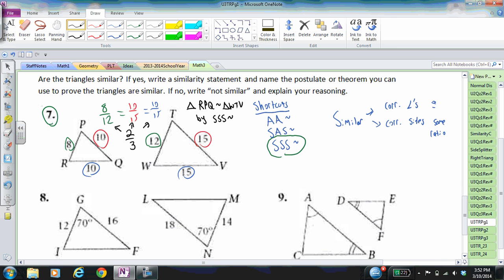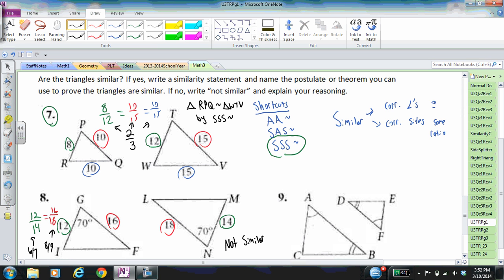Now, in number 8, I have 2 pairs of sides and a pair of angles, so that seems like a good possibility for side-angle-side similarity. But first I need to check and see, is 12 over 14, these sides are corresponding sides, equal to 16 over 18? 12 over 14 simplifies to 6/7, 16 over 18 simplifies to 8/9. So these are not similar in number 8.